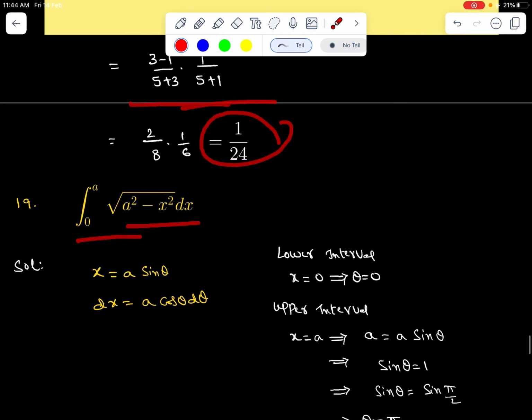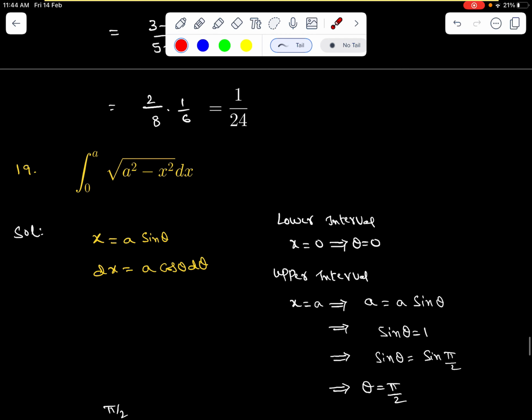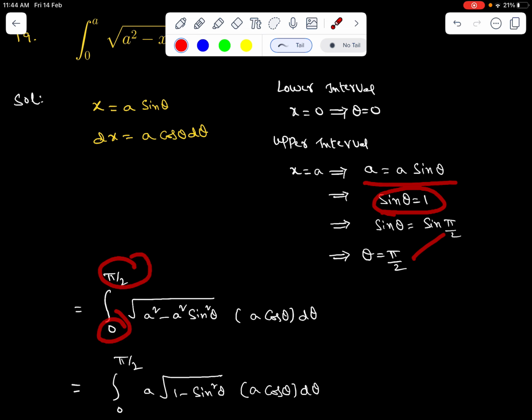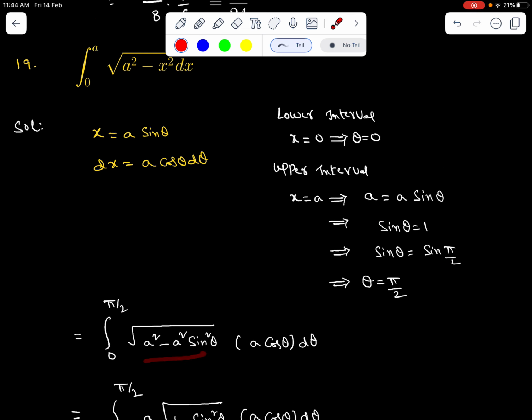Integral 0 to a root over a square minus x square dx. Suppose this is a substitution method. You can take x is equal to a sin theta, therefore dx is equal to a cos theta d theta. Then you can change the values of the lower interval and upper interval. Then x is equal to 0, then theta is equal to 0. In the upper interval, substitute the value x is equal to a. Therefore, a is equal to a sin theta, therefore sin theta is equal to 1, therefore theta is equal to pi by 2. Therefore, lower interval 0, upper interval pi by 2, root over a square minus a square sin square theta into the derivative, a cos theta d theta.